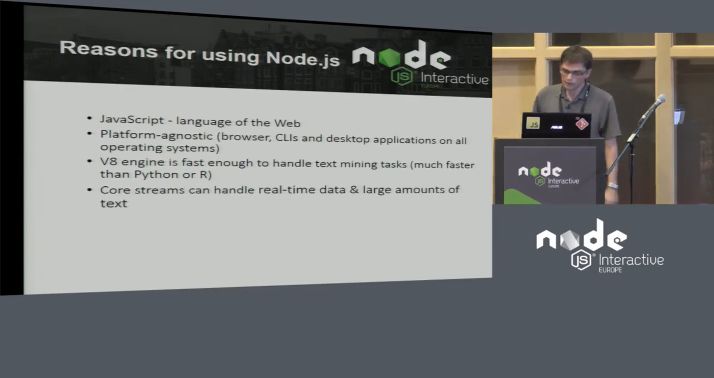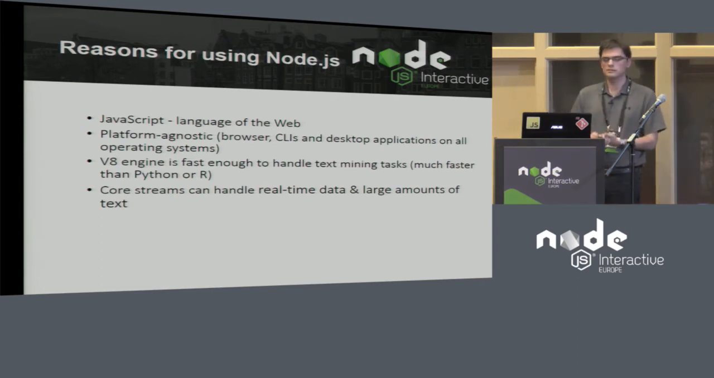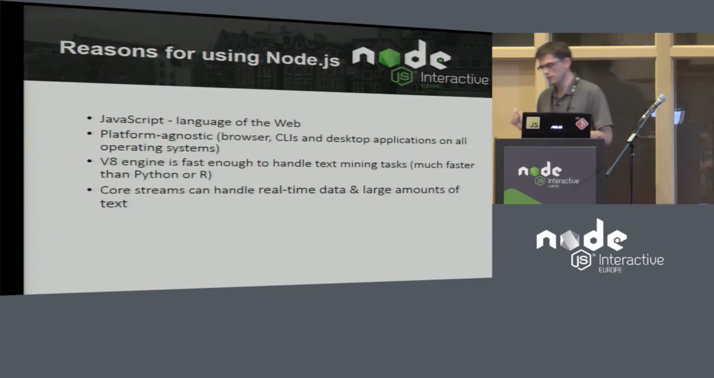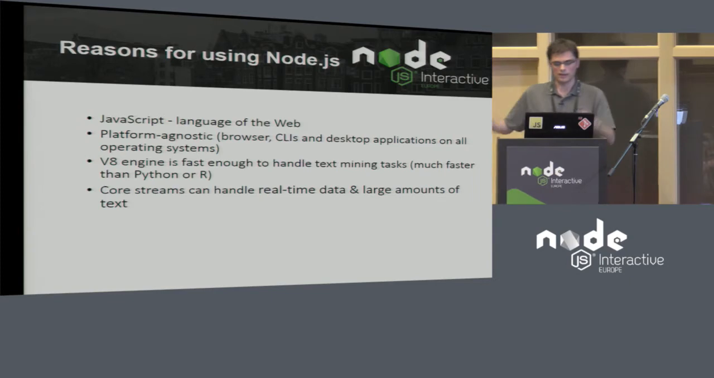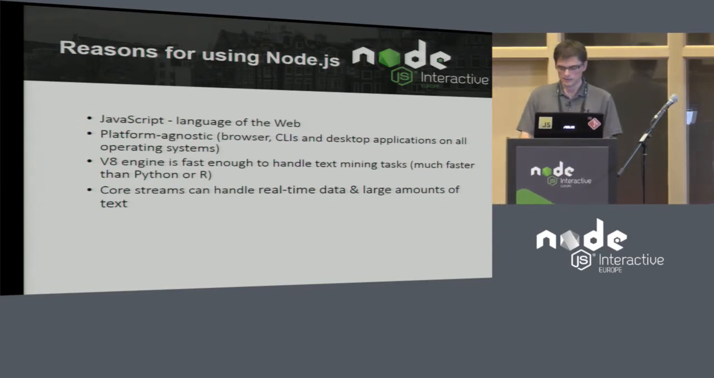And fourth, I think the Node streams package is really great to build data pipelines if you want to handle text data streams. And there we also don't run into the memory issues that you might get into if you do batch processing of large document collections.